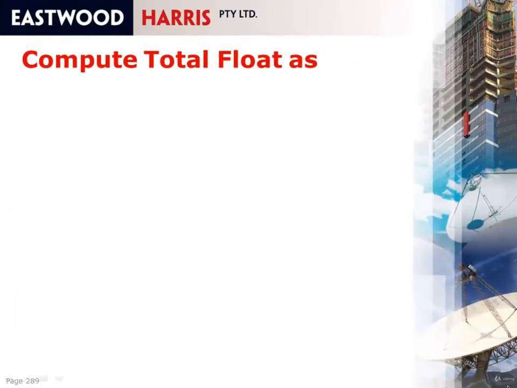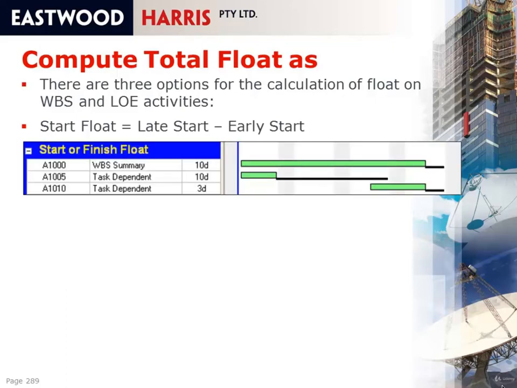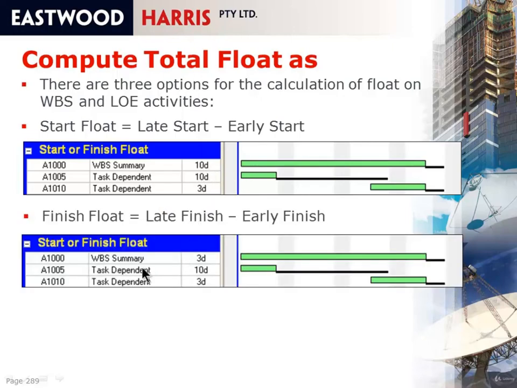Compute total float as. There are three options for the calculation of float on WBS and level of effort activities. There's the start float, which is the late start minus the early start, and therefore what you'll see here is that this activity, which is a WBS summary, is calculating the float based on the start activity. Or there's the finish float, where you'll see the WBS float is being based on the last activity. Or you can have the smallest of the start and the finish float.